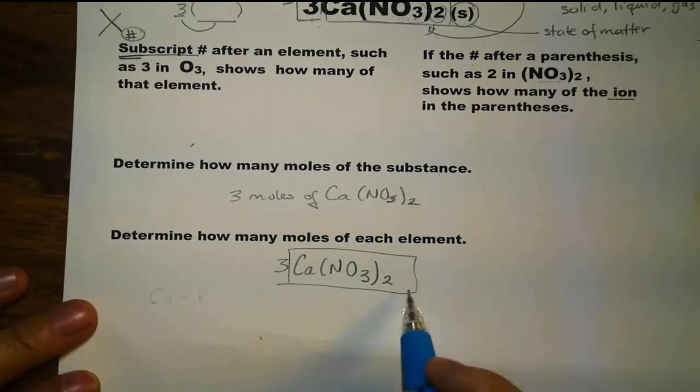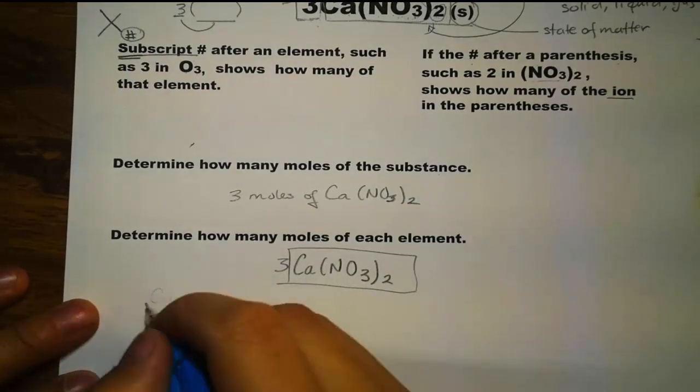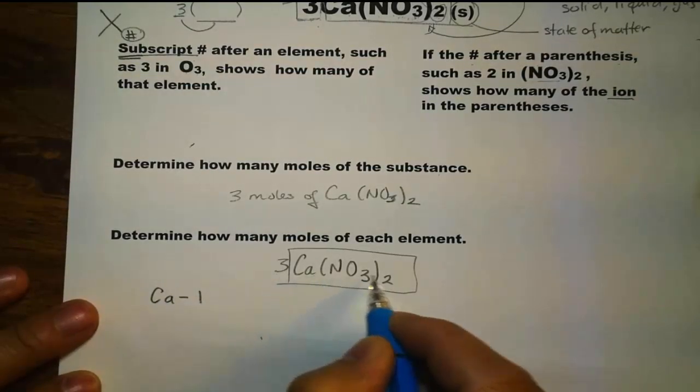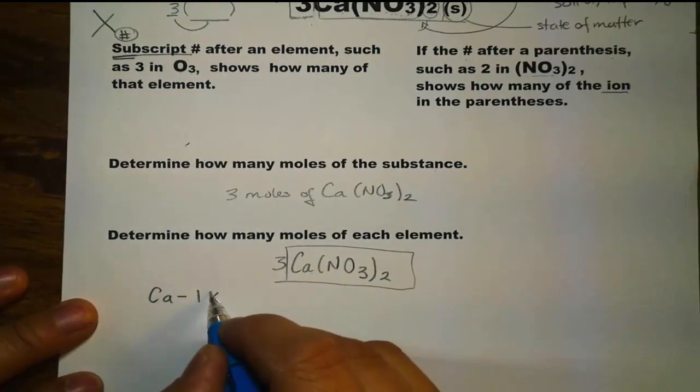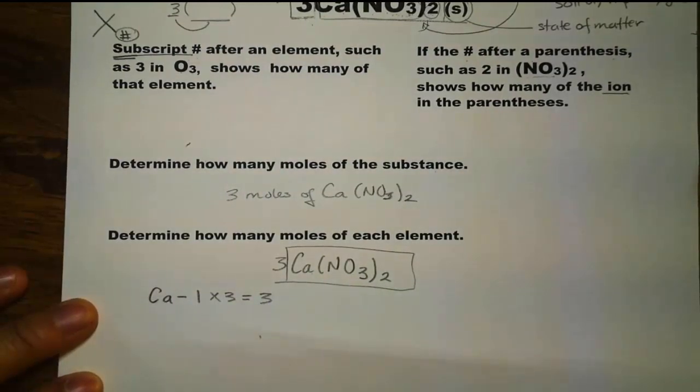Now, if we look at the chemical formula only, and ignoring the 3 for now, we can say that calcium has 1. But since there are 3 of the whole entire substance, we can take that and multiply by 3. That gives us 3 calcium.